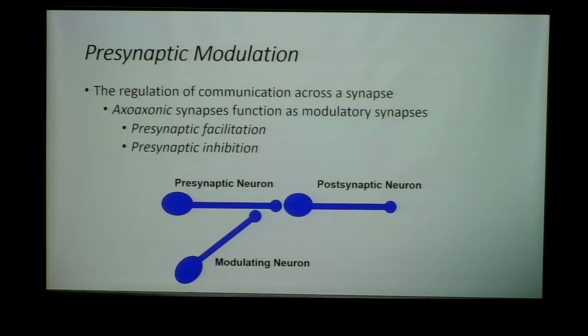So you may see a question that asks about what type of connection is a modulating neuron, right? It's axoaxonic. What type of synapse does a modulating neuron regulate? It's an axodendritic. Okay, so the synapse itself is axoaxonic, but it's influencing an axodendritic synapse. All right, so this can either facilitate or inhibit the axodendritic synapse. And basically, it is going to influence how much neurotransmitter is released.